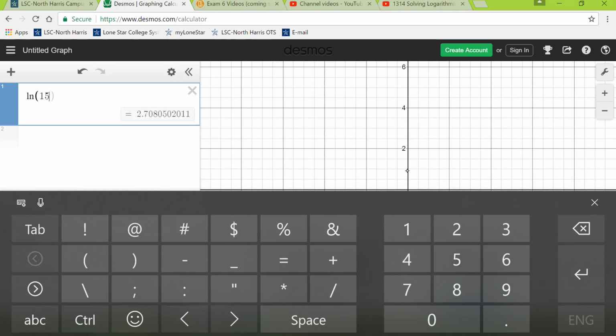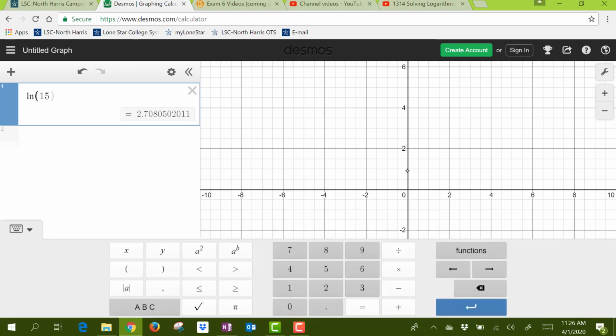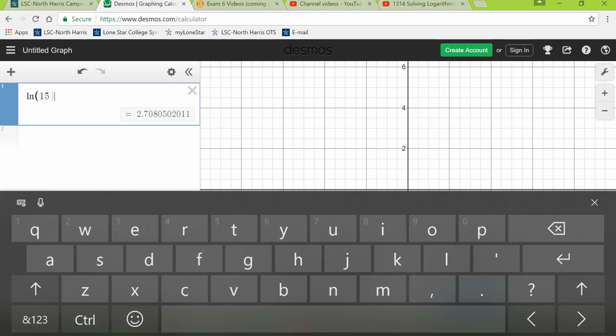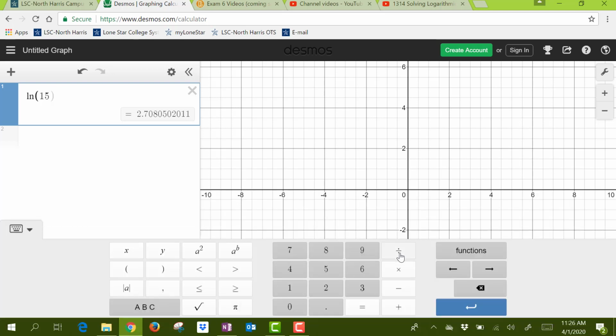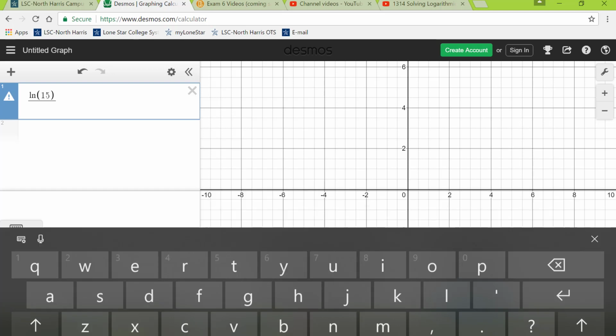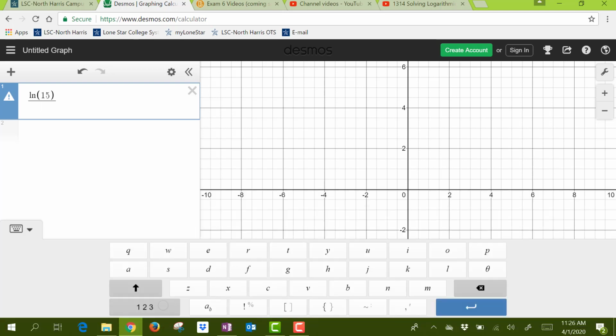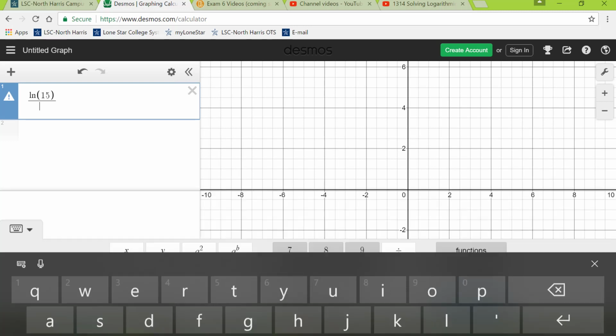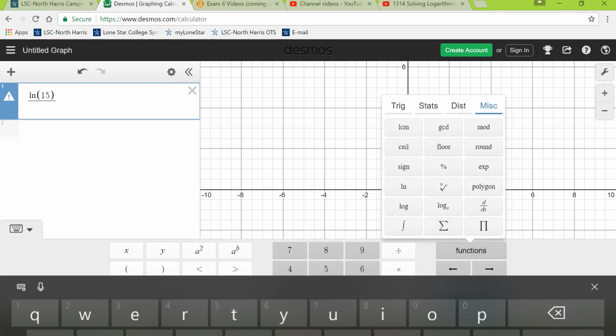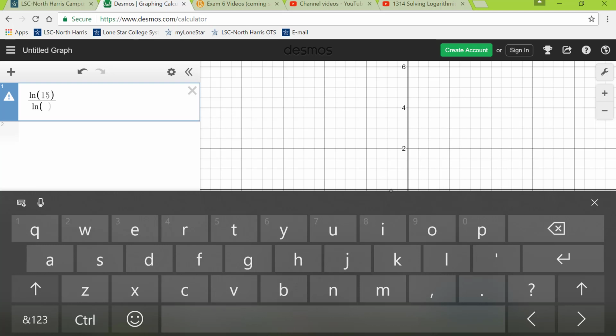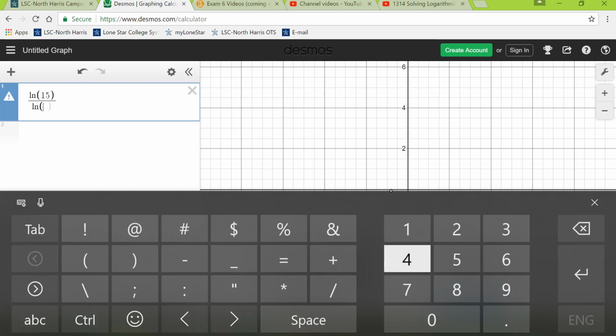Now, it's important here that you don't try to do divided by 4 right now. You want to make sure that you come out of this log. You notice that my little cursor is outside of the parentheses. Then we're going to tap divided by. And then we're going to type in another function, ln again, and then type in the 4.